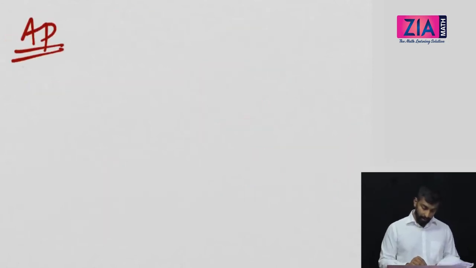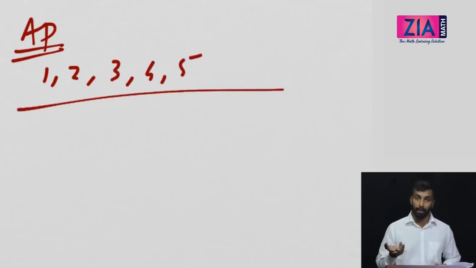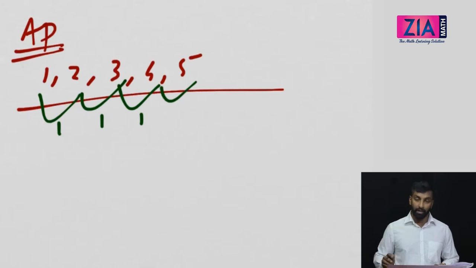What is AP? Like if you write 1, 2, 3, 4, 5, if you write the first 10 natural numbers, it is an AP, right? So arithmetic progression, you see this common difference 1. So all the numbers in the series have a common difference 1.